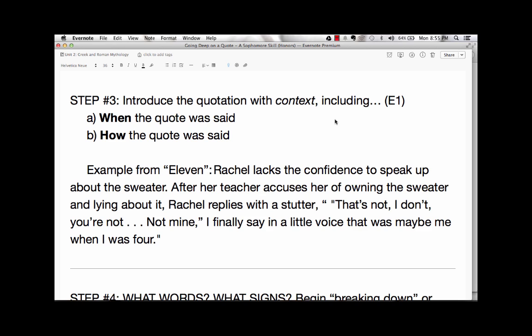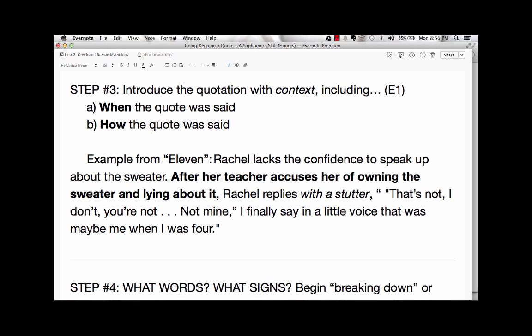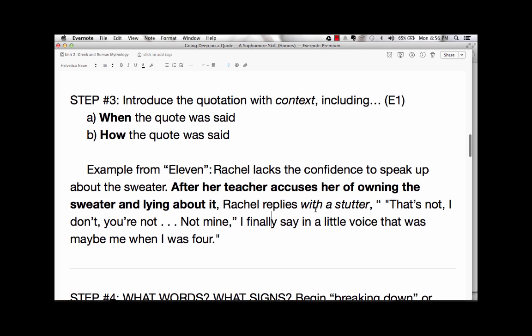Before the quote is context. When it was said, and just a little bit of how it was said, although we'll get more into that in the breakdown. So here's an example right here. We have the claim. After her teacher accuses her of owning the sweater and lying about it, that's my when, Rachel replies with a stutter. That's my how. How does she say the line? Is she shouting it? Is she whispering it? Here I'm saying she says it with a stutter, or I could say with a stammer. I could even say in a little voice, because we know Rachel then describes it herself that way. All right, that's step number 3.